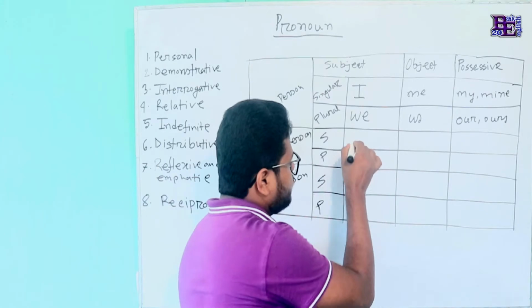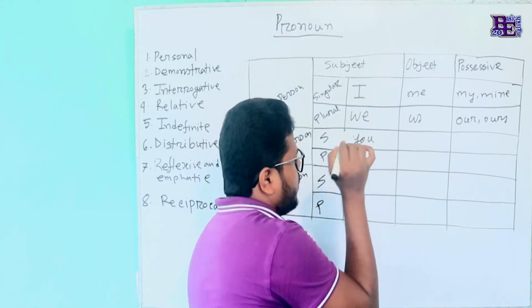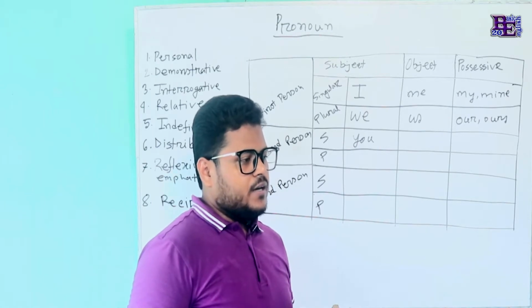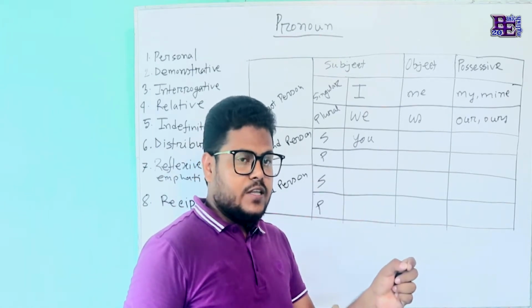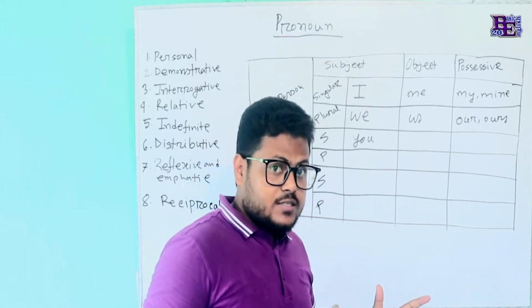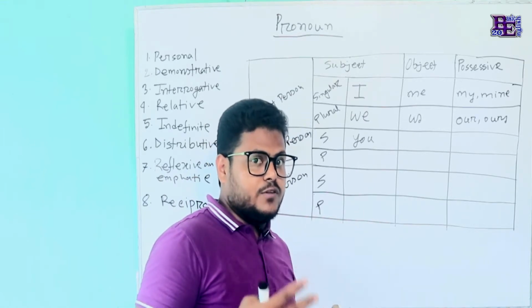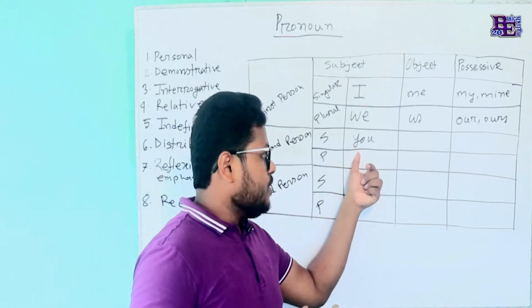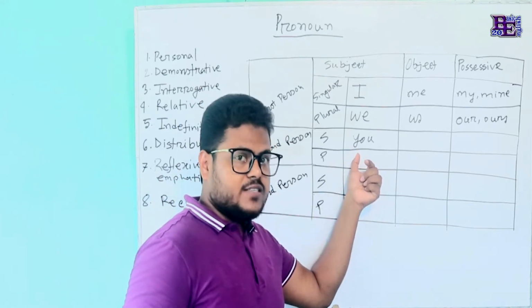Second person, you. Okay, you is singular. If I just say you are a student, then you is singular. But if I say you are students, then you will be plural. Okay, so you can be used both as a singular and as a plural.